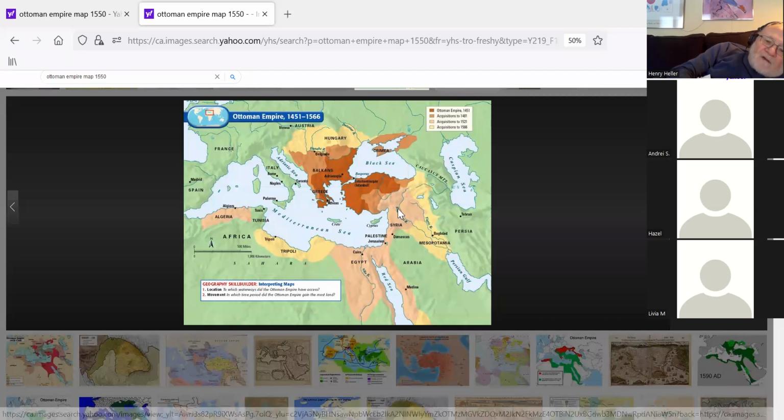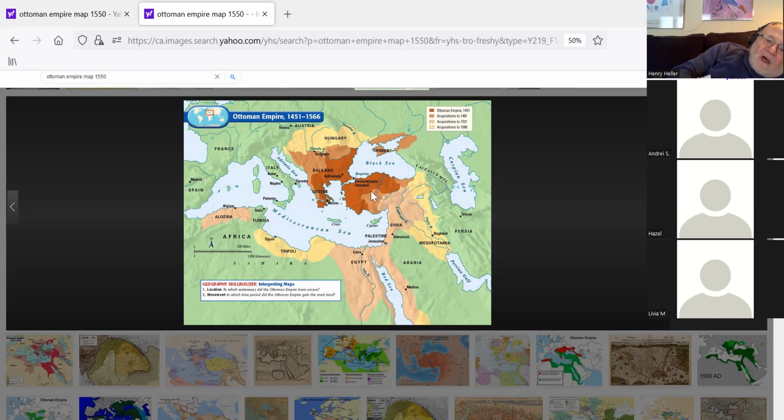These Turks invaded this area. Its actual name is Anatolia. Now it's the country of Turkey. That's where the Turks came in. But the Turks were everywhere. They came all through this region.